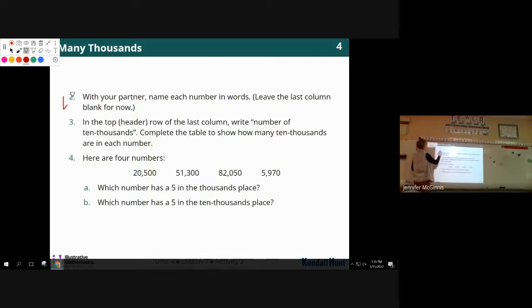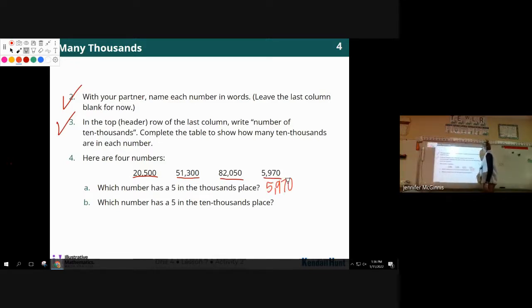We have talked about this. Now, here are 4 numbers. Read them with me, please. 20,500. 51,300. 82,050. 5,970. Which number has a 5 in the thousands place? Ella? 5,970. Very good.